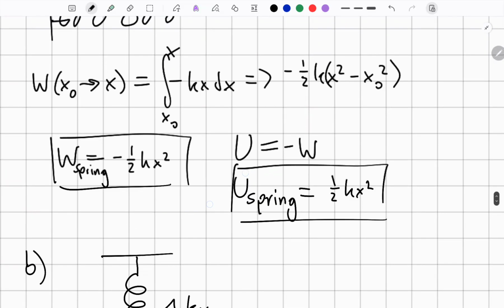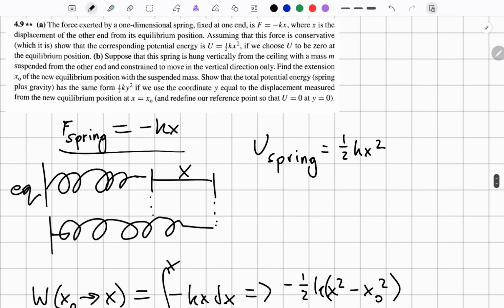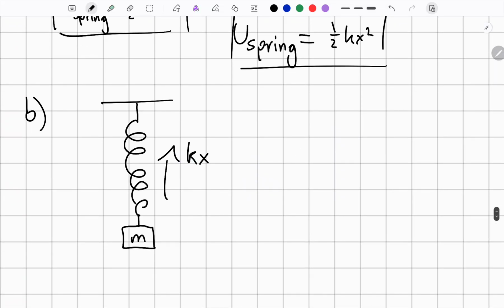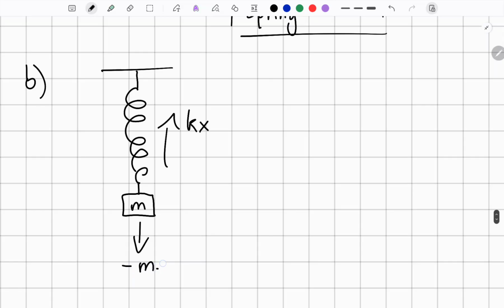To the right in our picture up above here, we're taking the positive direction to be this way, so our force acts in the negative direction. Here we're just taking the positive direction to be upwards, and our force of gravity is going to act in the negative direction.